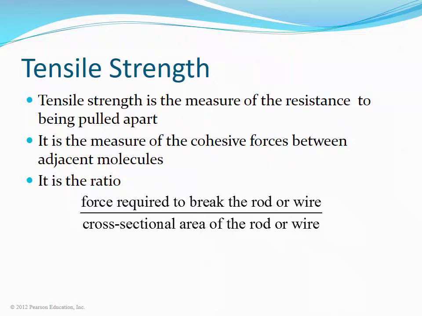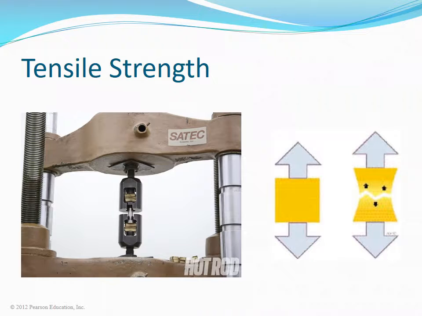Tensile strength is the measure of the resistance to being pulled apart. It is the measure of the cohesive forces between adjacent molecules. It is the ratio of the force required to break a rod or wire divided by the cross-sectional area of the rod or wire. The tensile strength of a rod or wire is found by putting it in a machine that pulls the rod or wire until it breaks.